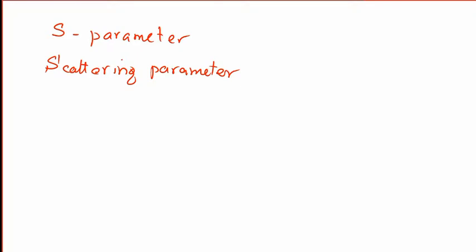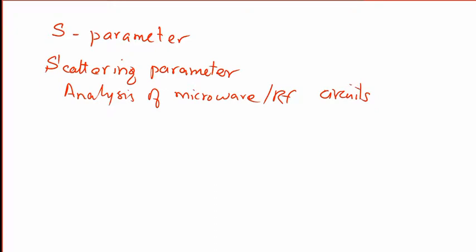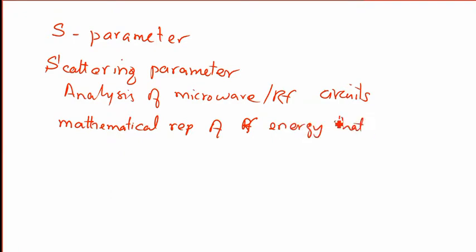Today we are going to study the S parameter. What are the scattering parameters? Scattering parameters are used for the analysis of microwave or RF circuits or systems. Basically, it's a mathematical representation of RF energy that propagates in any RF system.